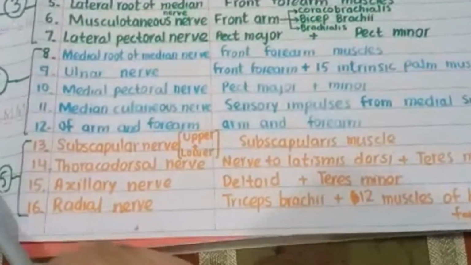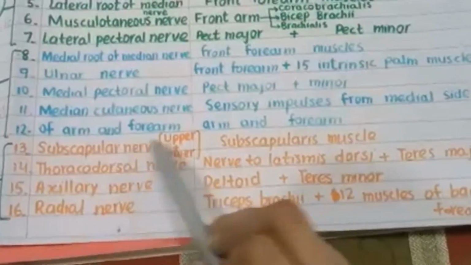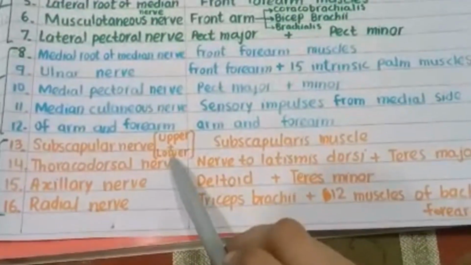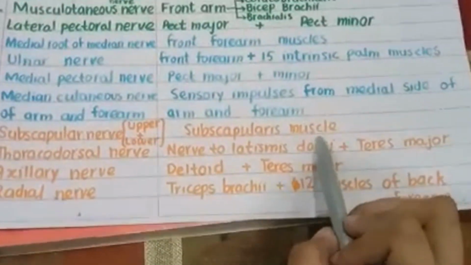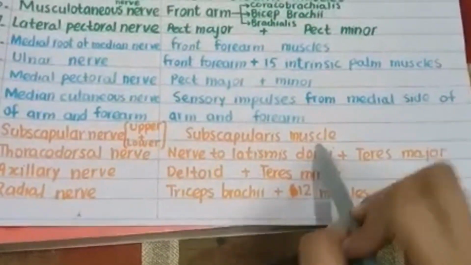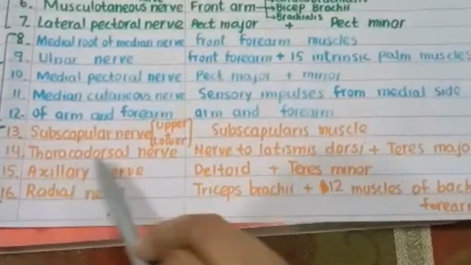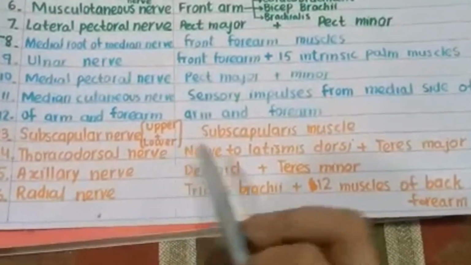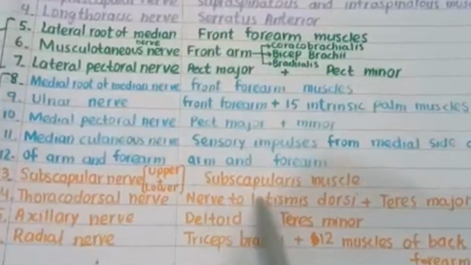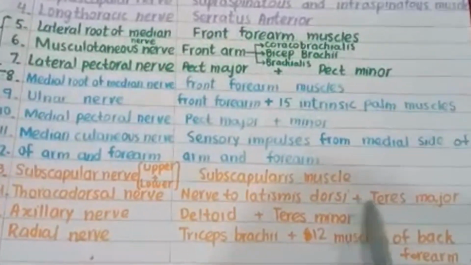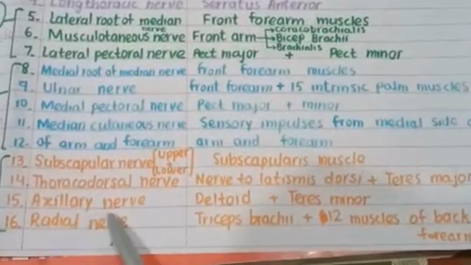Then posterior cord divides into 5 branches, which are subscapular nerve, upper subscapular nerve, and lower subscapular nerve. These supply to subscapularis muscles. These are the muscles which are present on the anterior surface of scapula. Second is thoracodorsal nerve. This is the nerve supplied to the latissimus dorsi. Latissimus dorsi is the major muscle of our back, and the teres minor is a small muscle which is also supplied by thoracodorsal nerve. Then axillary nerve.